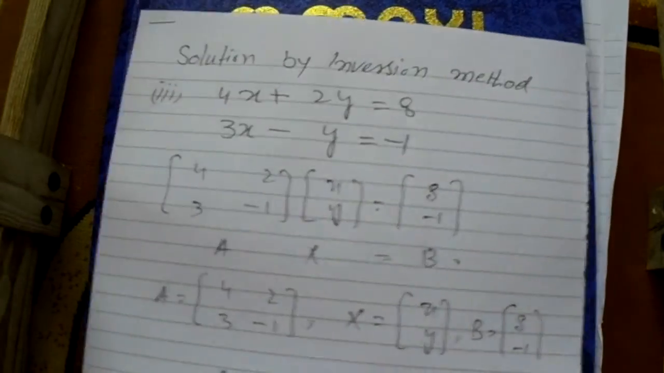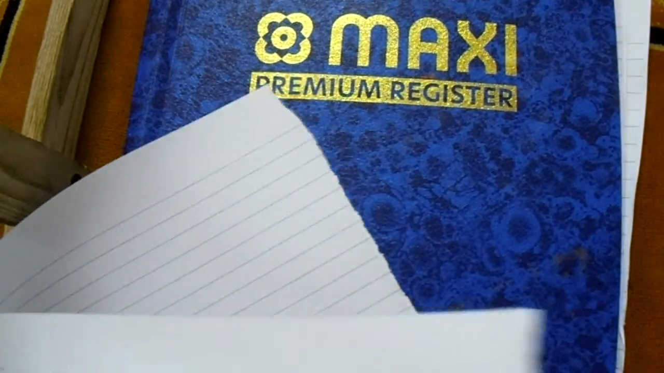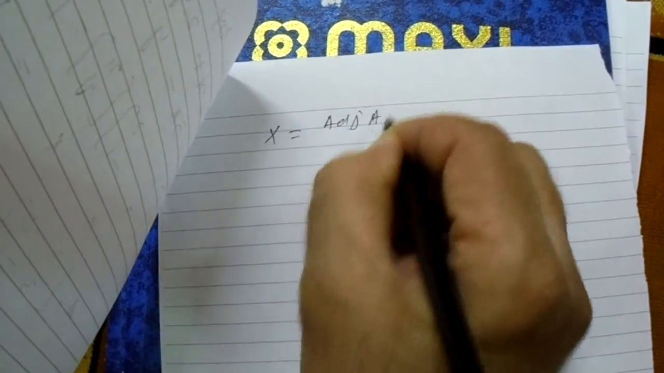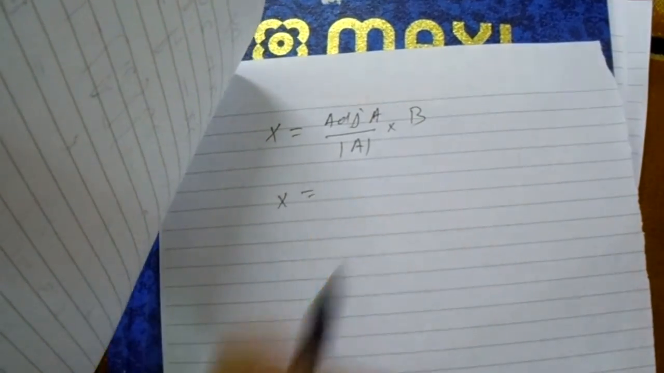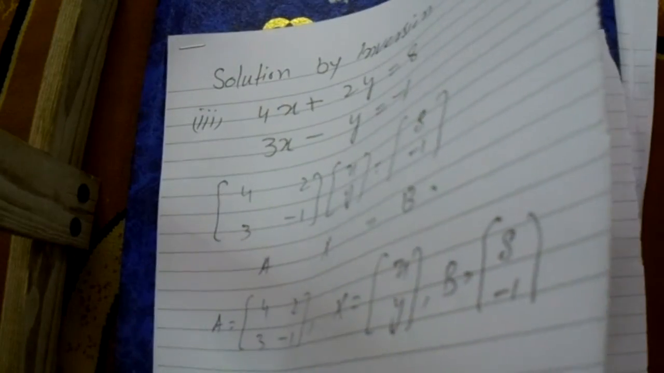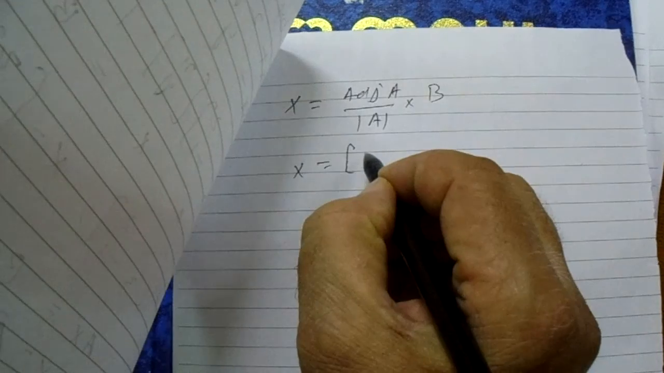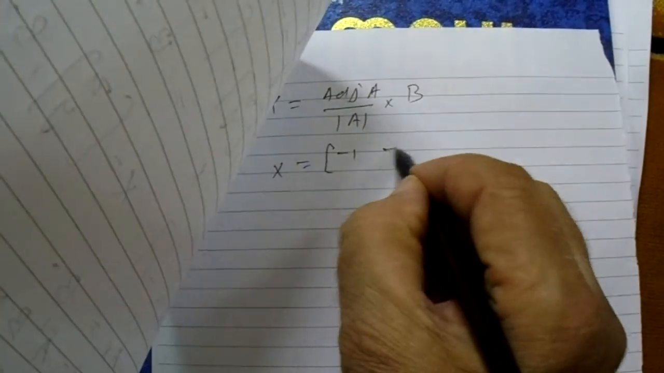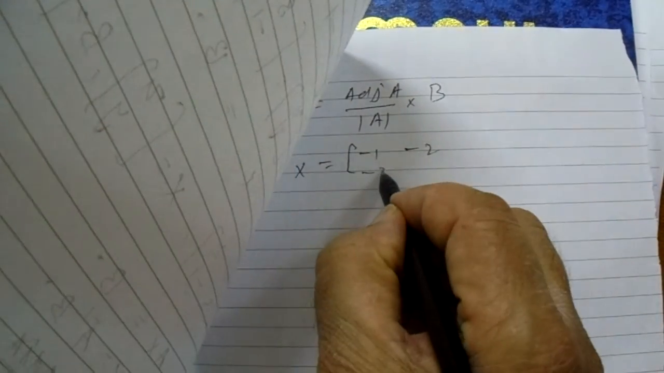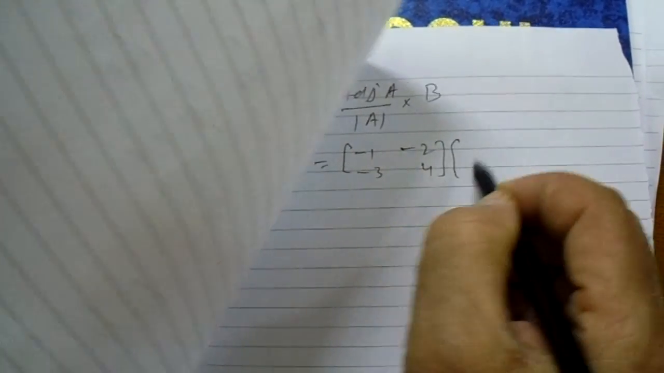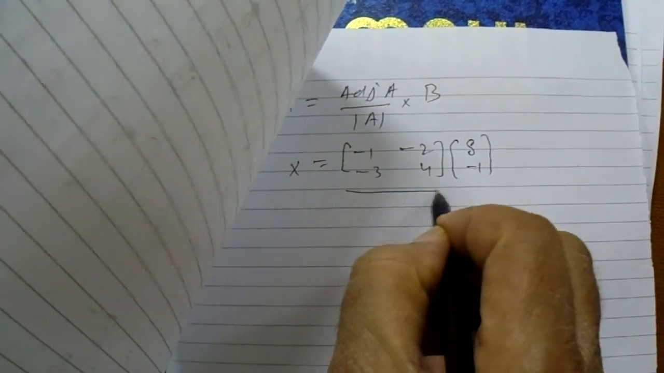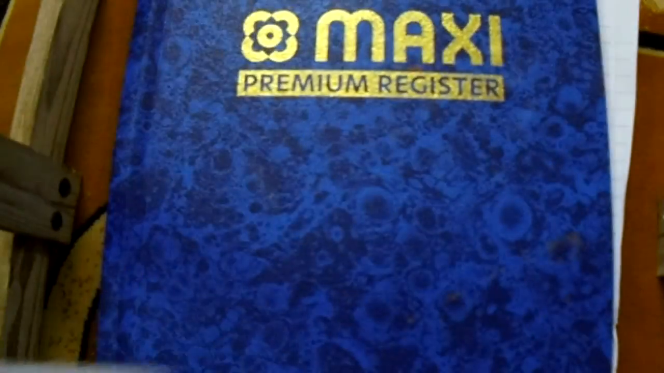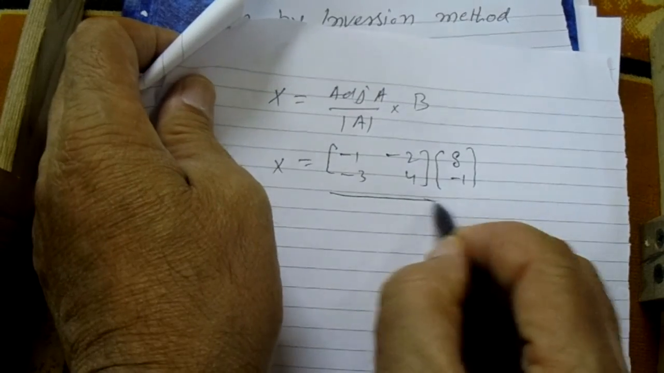Now we put these values in the formula, and we write here X is equal to adjoint A over determinant A, multiplied by B. Now X is equal to adjoint A, which is [-1 -2; -3 4], multiplied by B, which is [8; -1], and in the denominator we write -10.